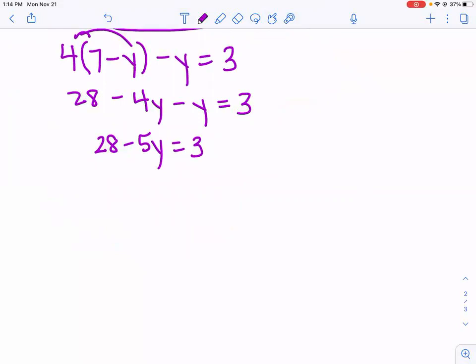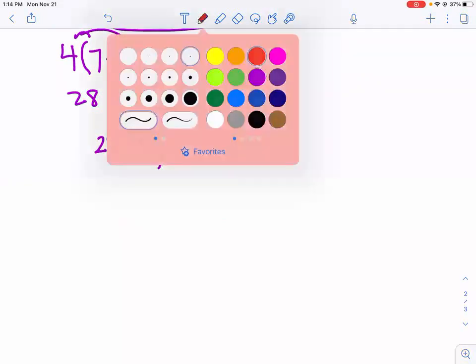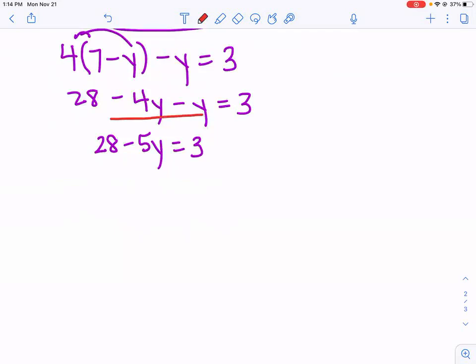Wouldn't you subtract the other y though? Because wouldn't it be 3y? So negative 4y minus 1y. Oh.